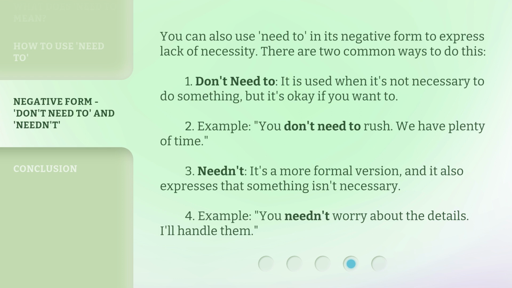3. Needn't. It's a more formal version, and it also expresses that something isn't necessary. 4. Example, you needn't worry about the details. I'll handle them.